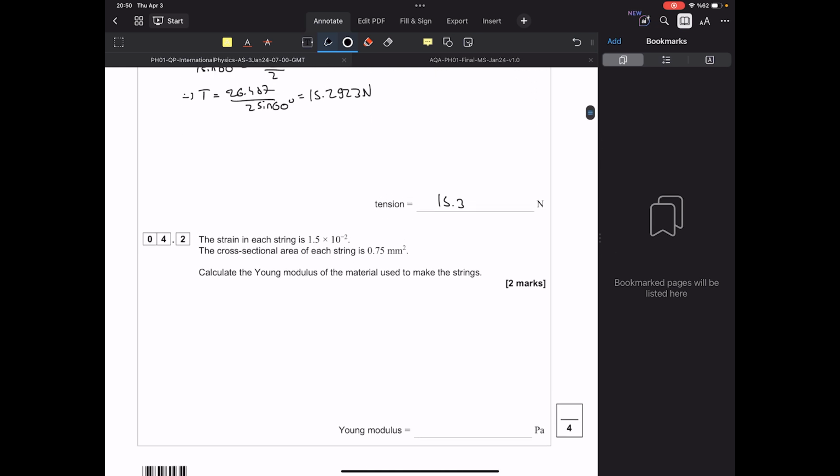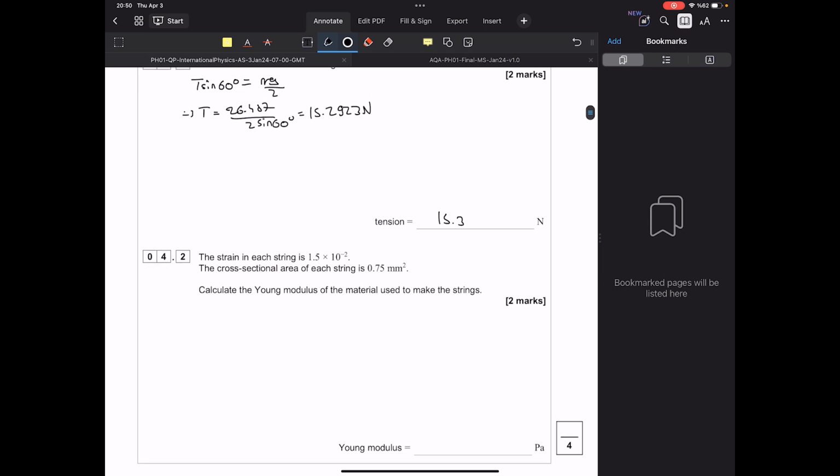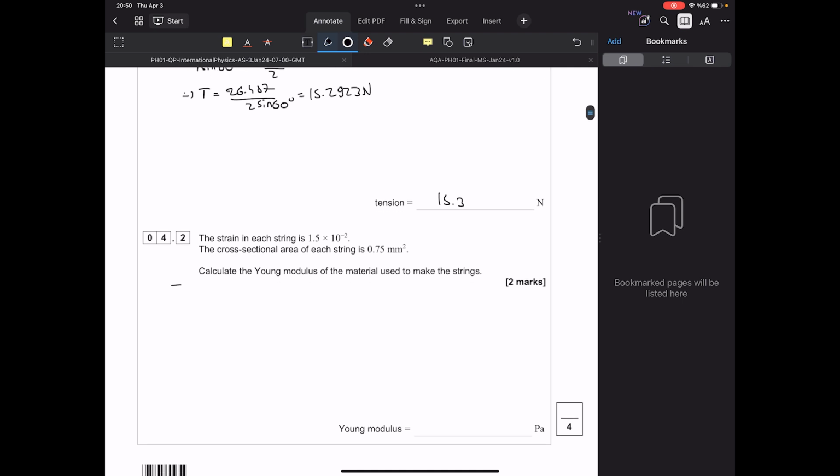So the strain in each string is 1.5 times 10 to the negative 2. That'll give us a cross-sectional area of 0.75 square millimeters. So the Young's modulus is the stress over the strain, where the stress is the tension over the area, and we have the strain as well. So this is going to be equal to the tension, which is 15.2923 newtons, divided by the strain, which is 1.5 times 10 to the negative 2. Strain is unitless, remember that, or dimensionless.